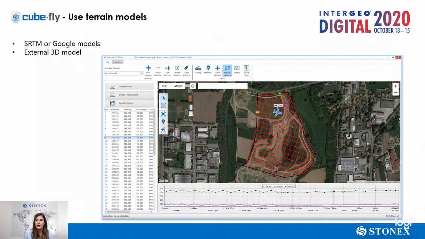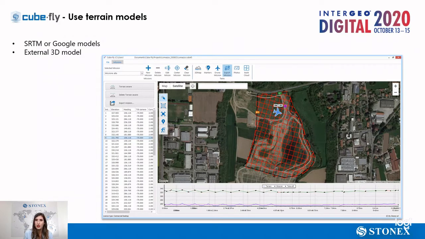And this terrain behavior can be calculated by using some terrain models, which could be the SRTM model or Google model. Otherwise, if you have your own model, maybe coming from a previous survey or coming from some regional website, you can load it and use this DTM as input.